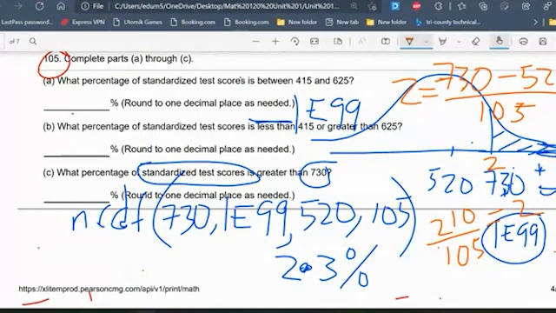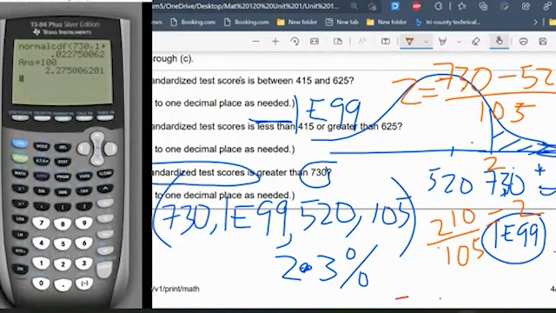Okay, so I am going to use my calculator to find it, using the standardized data for 730. So second distribution, number 2. I have standardized data, so the lower bound is 2. Upper bound is 1 e to the power 99. I will not change that.